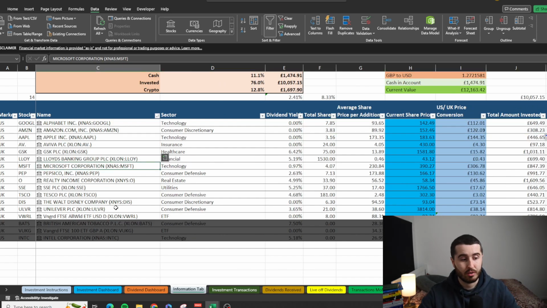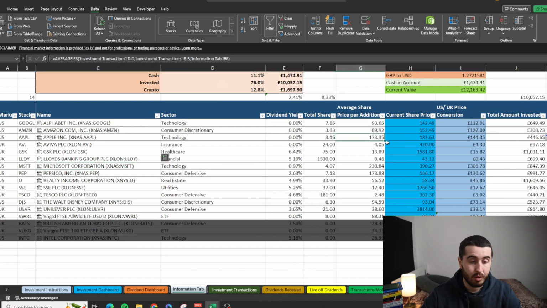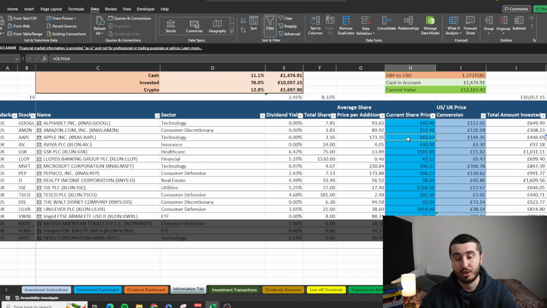And you enter in all of your stocks. All of this stuff, the only thing that should fill in is the current share price. Everything else should show zeros because you've not input any data yet.